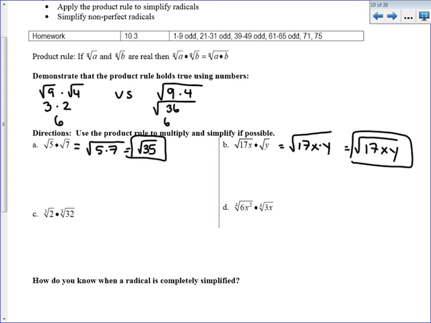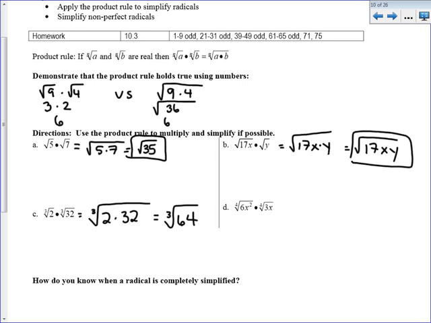For C, I have a cube root times a cube root, so I can multiply them together as long as that answer stays underneath the cube root. So make sure you keep your radical. I'm welcome to multiply, and we'll see in another lesson, divide radicands, but those are the only operations that work, multiplication and division. So the cube root of 2 times the cube root of 32 is the cube root of 64.